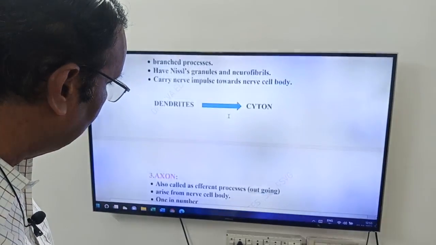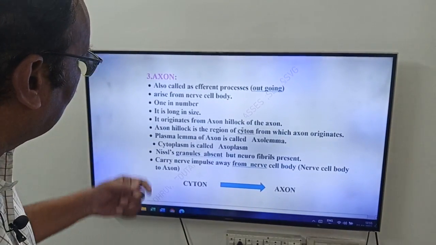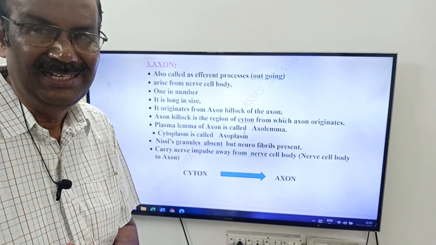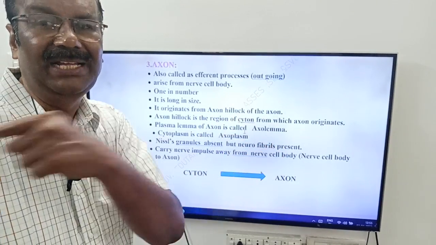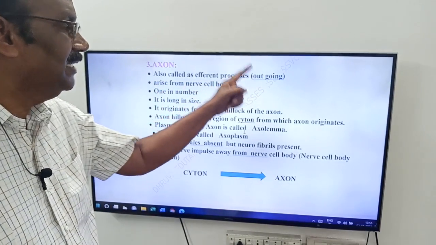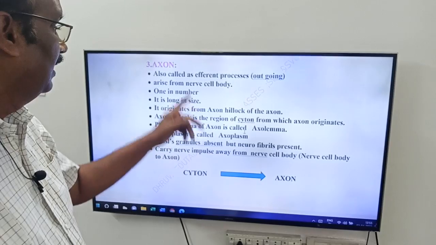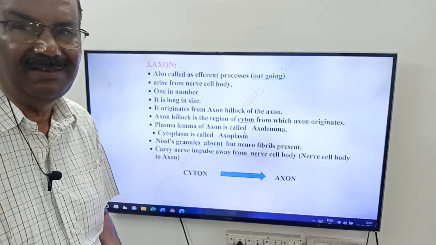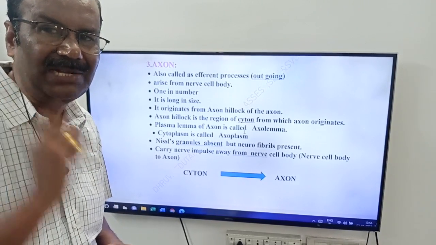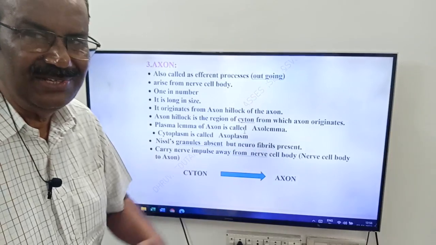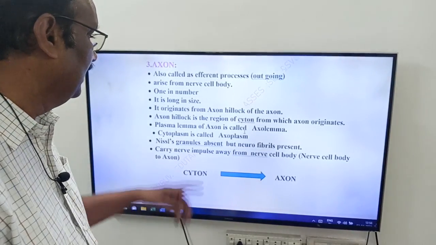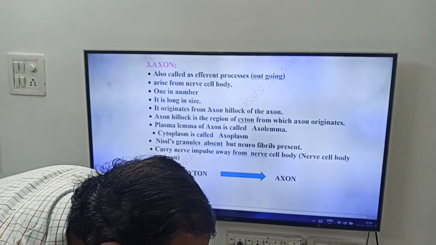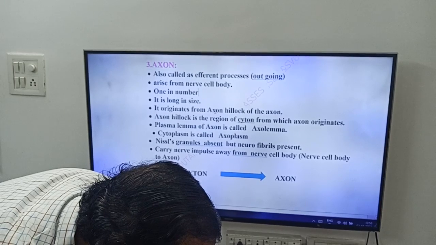Okay, friends. Now come to the last one, friends, axon. It is also called as efferent process or outgoing process. It carries impulses away from the nerve cell body. See, friends, also called as efferent process or outgoing process. Arise from nerve cell body. They are one in number. Always a multipolar neuron has only one axon. They are long in size. It originates from the axon hillock of the nerve cell. Friends, this is important. Axon hillock.